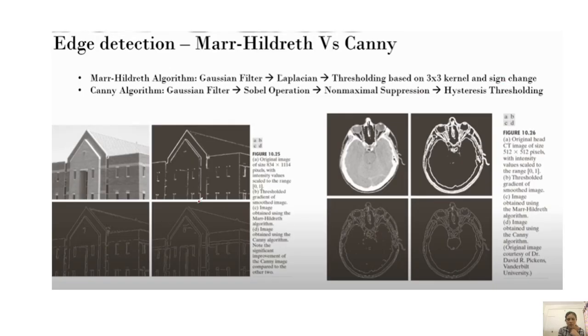So here is the output. This is the original image, then the thresholding, that is the smoothed image, and this image shows the Marr-Hildreth algorithm and this shows the Canny edge detection algorithm. So the Canny edge detection gives you stronger edges when compared to the Marr-Hildreth edge detection algorithm. So that's all about the Canny edge detection algorithm.